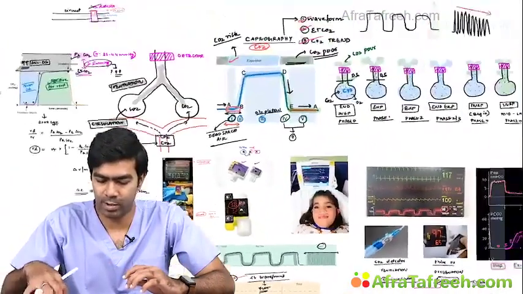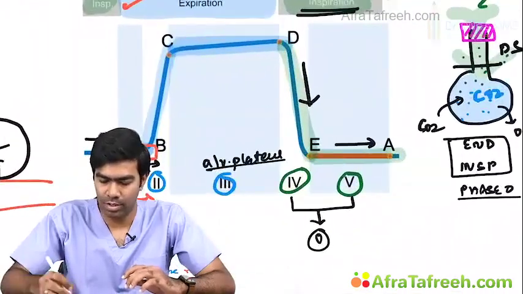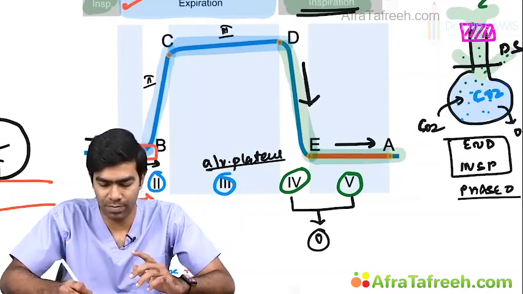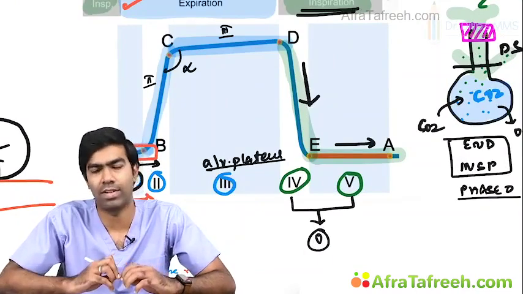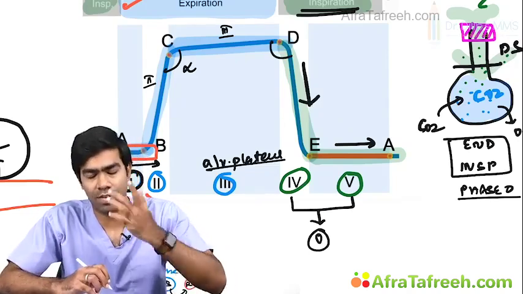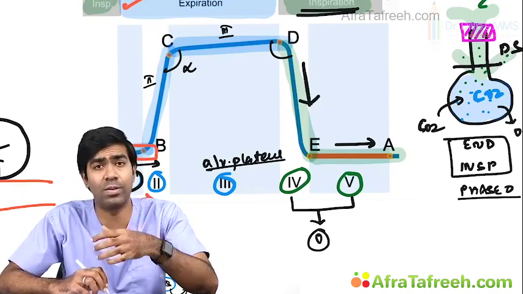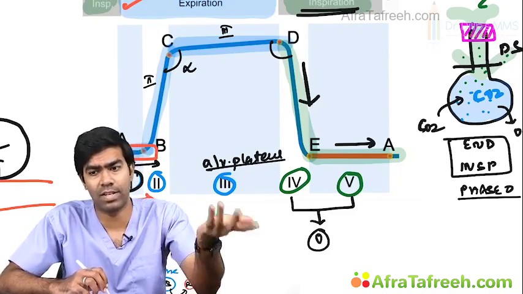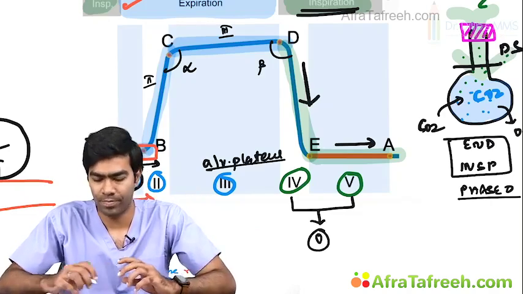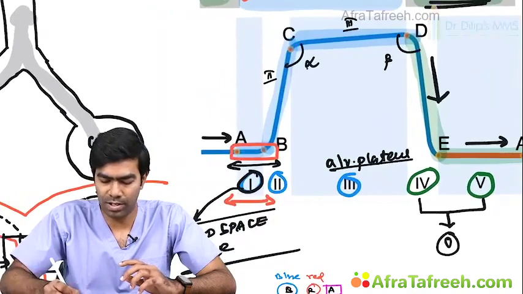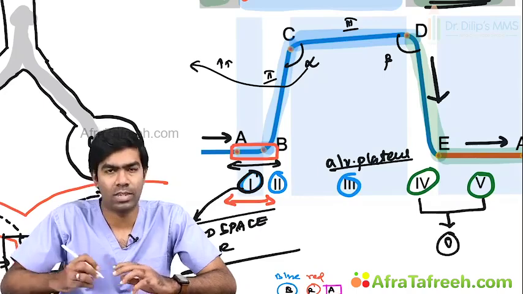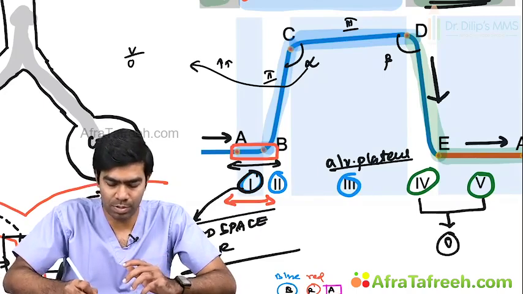What are the angles? Let us go back to the original image. Remember, this angle between phase 2 and phase 3 is what we refer to as the alpha angle. And the angle between phase 3 and phase 0, or phase 3 and phase 4, I don't like calling phase 0 or phase 4, but I will say phase 3 and phase 0, this angle is what we refer to as the beta angle. So what is the importance of the alpha angle? Remember, the alpha angle will be increased in conditions that produce VQ mismatch.